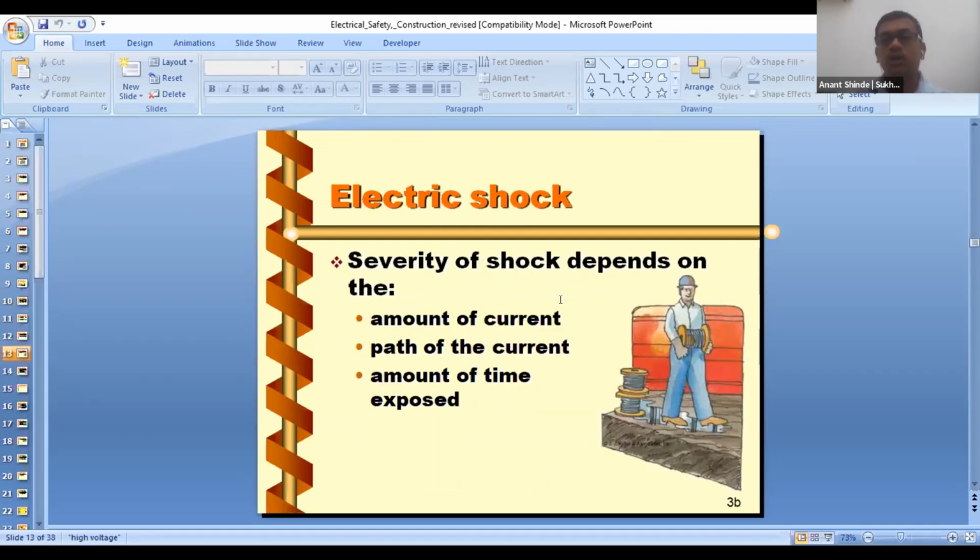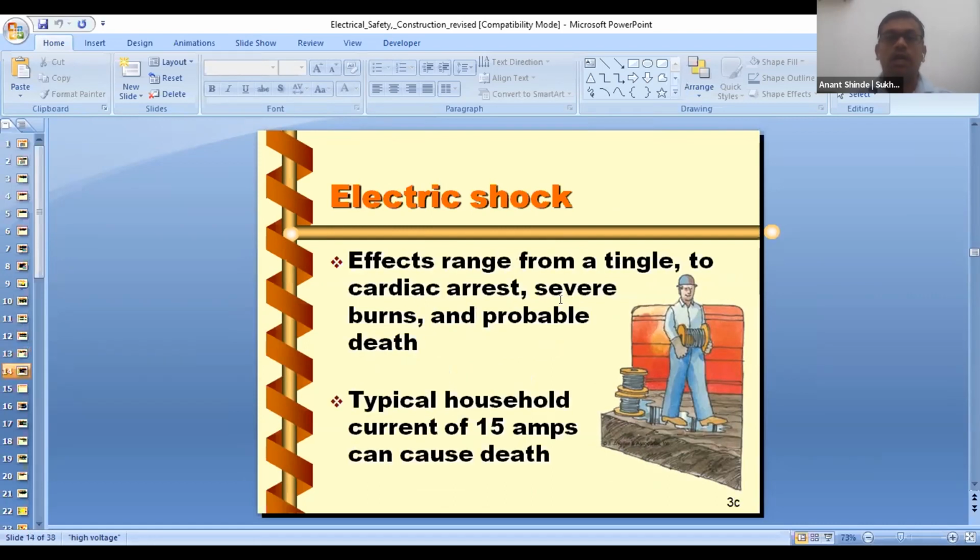The severity of electrical shock depends on the amount of current, the path of the current, and the amount of time of exposure. The effects range from tingling to cardiac arrest, severe burns and probable death. A typical household current of 15 amperes can cause death. In our households, there is a 15 ampere socket. When a human touches the socket, it can be a cause of death.